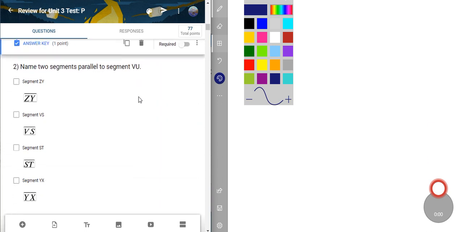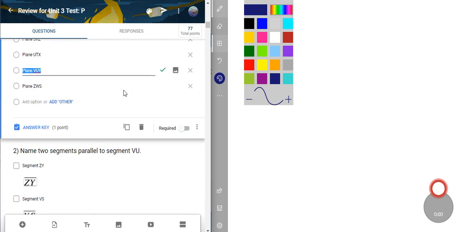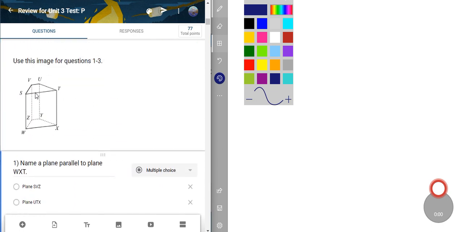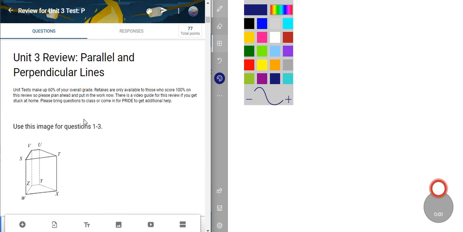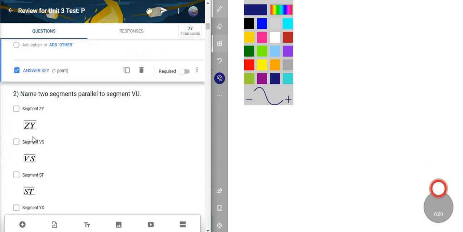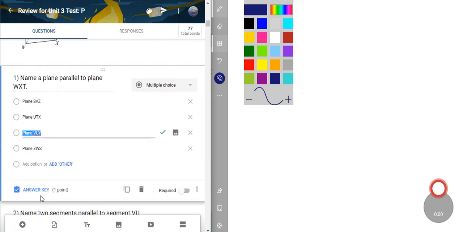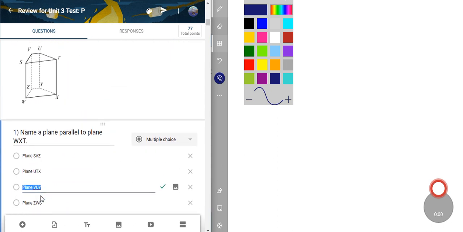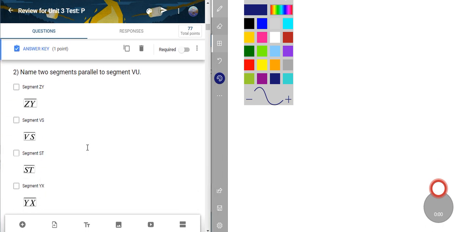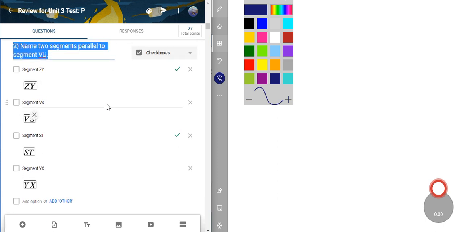All right, looking at number 2, identify 2 segments that are parallel to segments VU. So again, we're looking here, looking for VU, 2 of them that are parallel. So VU, again, is that back. So my other options that would be parallel would be ST or ZY or WX. So I'm going to go find those. And I've got my ZY and ST. Yep, ZY and ST, those are my 2. Let's double check that. But I'm fairly positive that's going to be our 2. Yep. Correct. There we go.